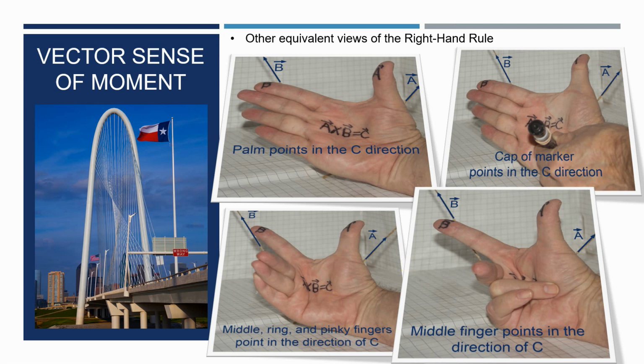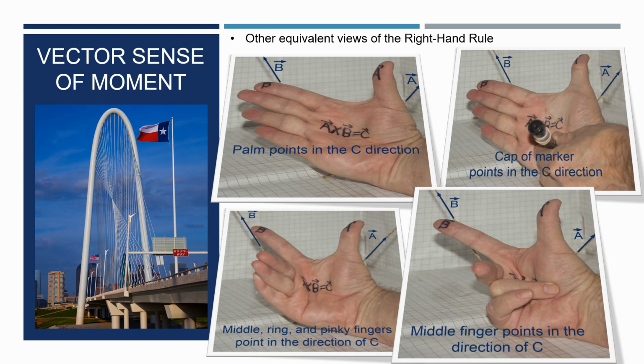Move your middle finger, pinky, and ring finger perpendicular to your thumb and forefinger. And if your thumb points in the direction of A, your index finger points in the direction of B, the other three fingers will point in the direction of A cross B. And finally, if you just use three fingers, your thumb, index, and middle, now I find that a little clumsy.